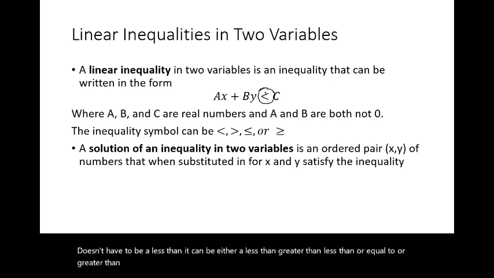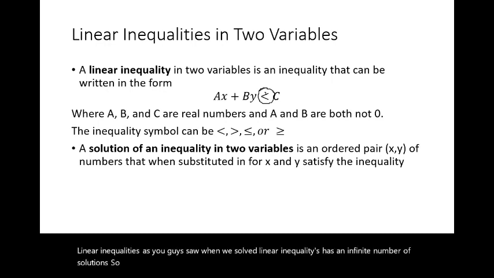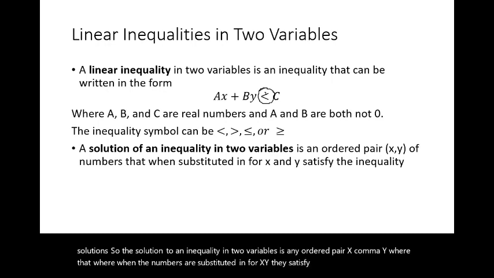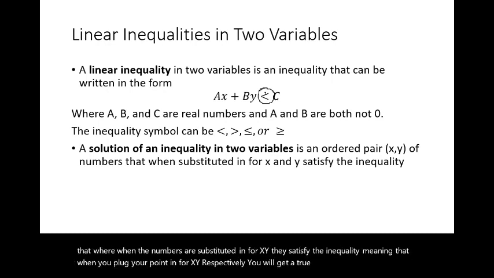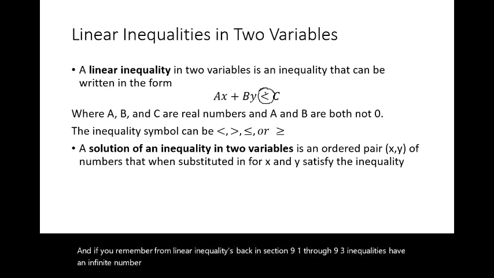Linear inequalities, as you saw when we solved linear inequalities, have an infinite number of solutions. The solution to an inequality in two variables is any ordered pair x comma y where, when the numbers are substituted in for x and y, they satisfy the inequality. Meaning that when you plug your point in for x and y respectively, you will get a true statement after you simplify. And if you remember from linear inequalities back in sections 9.1 through 9.3, inequalities have an infinite number of solutions in one variable, so they do in two variables as well.